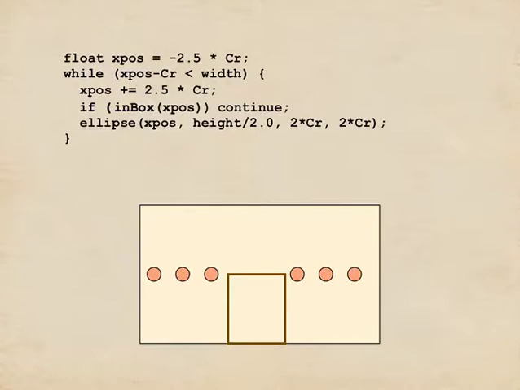And continue says, jump back up to the top of the loop. That means we don't execute anything else throughout the rest of the loop all the way down to the closed curly brace. In this case, there's just one line, and that's the line to draw the ellipse. So as soon as it hits continue, it just jumps right back up to the while, and the ellipse never happens. Let's see how this runs.